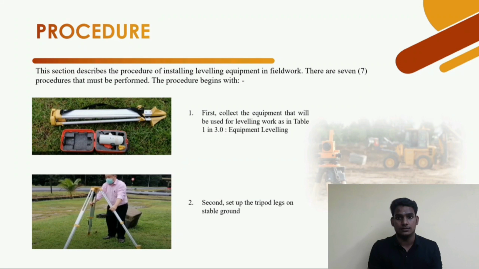The second procedure is to set up the tripod legs on stable ground. Extend the tripod legs, which can be adjusted in length by using a lever clamp or screw, to secure the legs. The screw must be tightened after the leg has been set to the proper length, otherwise the leg may move while in use, requiring the instrument to be reset and all the readings retaken because the instrument height has changed.